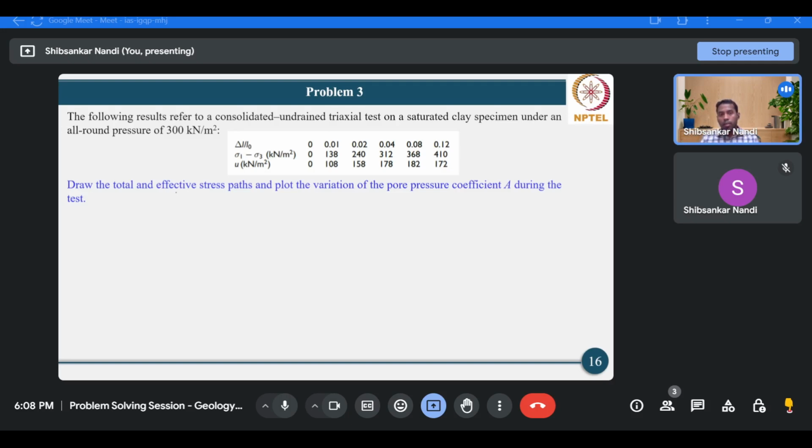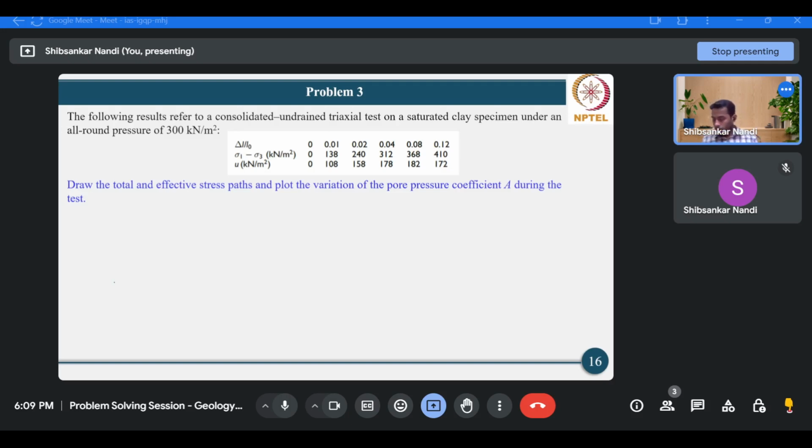At the beginning of this session, we solved one problem regarding the stress path, but in that case the stress path was already given to us and we had to match the correct loading condition with the correct stress path. However, in this problem, the test condition is referred to as consolidated undrained and the data are given, and we have to construct the stress path both in terms of total and effective stresses.